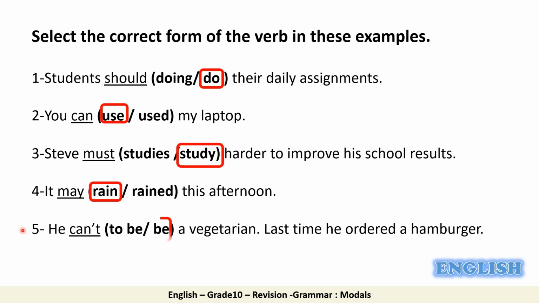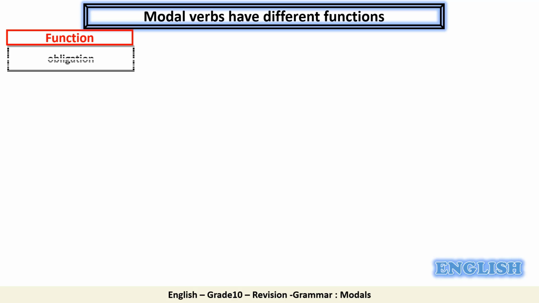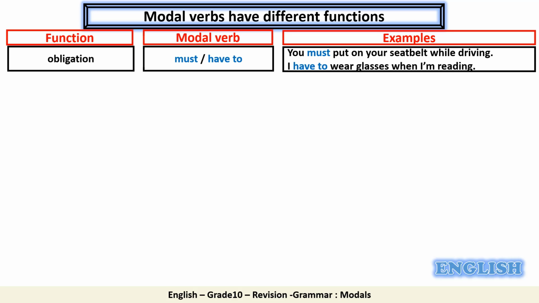So the correct answer is B. He can't be a vegetarian. Very good. Modal verbs have different functions, such as obligation, that can be expressed either by must or have to. For example, you must put on your seatbelt while driving, or I have to wear glasses when I'm reading.